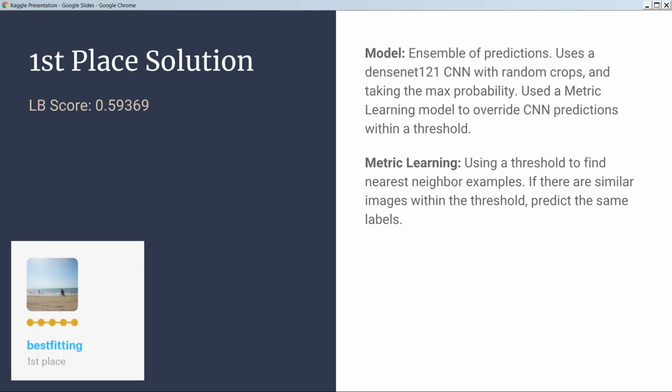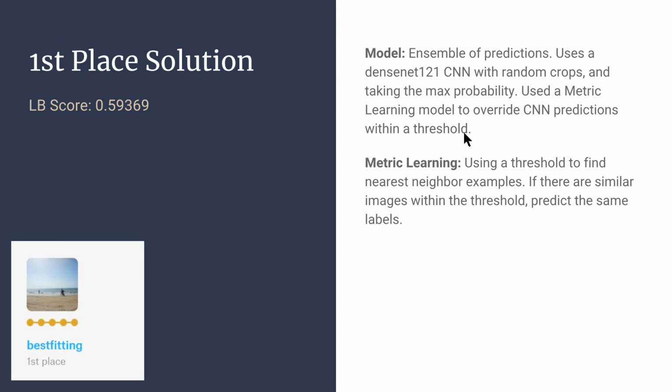The way they did this was an ensemble model of a DenseNet CNN and a metric learning model, which you can think about if you're familiar with an SVM or something that uses a nearest neighbor. What they did was they set a threshold and said, here's the example, find me the most similar images, and if there's a similar image within my threshold, just take the labels from that and pretty much ignore whatever the CNN gave me. They were able to improve their score by 0.03 by doing this. So it took them from like low 10th place to first place. That was pretty significant.